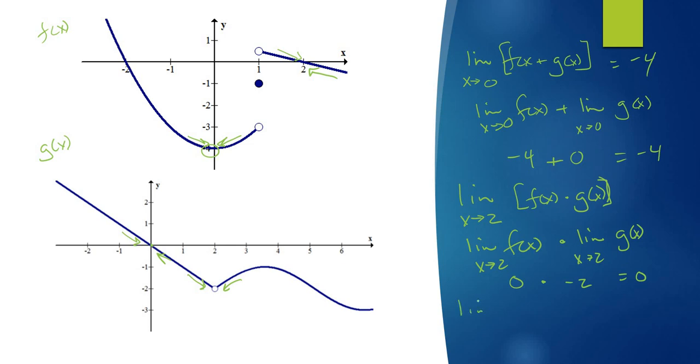What happens if I want the limit as x approaches 1 of f of x minus g of x? Well, I have a problem here because the limit as x approaches 1 of f of x does not exist. As I approach 1 from the left, I'm approaching what looks like about 1/2. As I'm approaching 1 from the right, I'm approaching -3. There is no limit. This does not exist. Therefore, the limit of the difference does not exist.